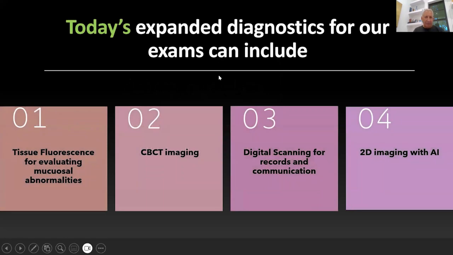So then what happens is we've upped our diagnostics. And when I say we've upped our diagnostics, now we have, for example, tissue fluorescence for evaluating oral mucosal abnormalities. We have CBCT imaging. I haven't taken a full mouth series of x-rays since 2015. Yet you heard me right.